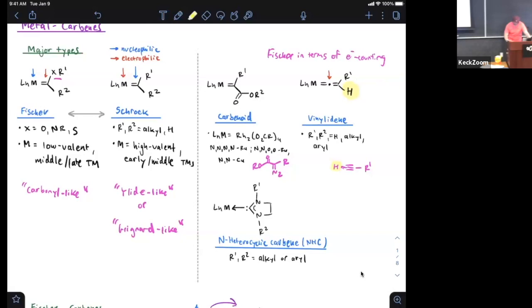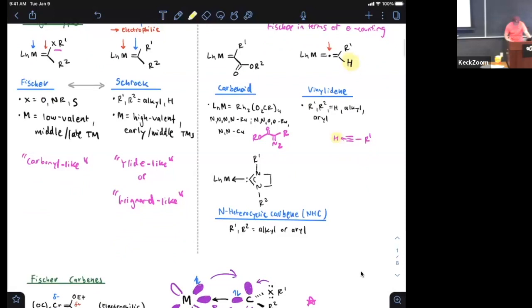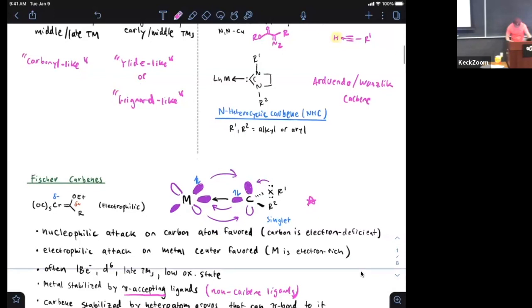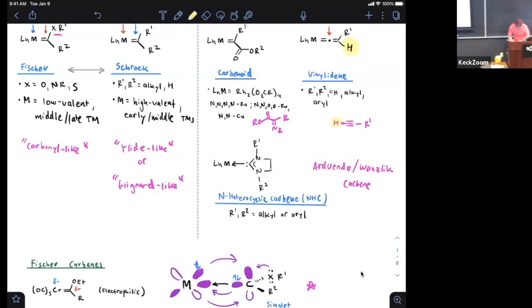And then the last flavor are these N-heterocyclic carbenes, which are also called Arduengo or Wanzlick carbenes. These are, I think, in the Crabtree textbook described as Fischer carbenes on steroids, because they have not just one, but two heteroatoms attached to the carbene carbon atom.